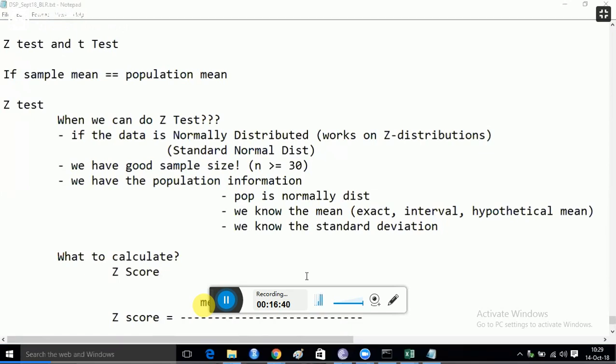Uttam, yes. Again, every one of you, I just take it as a correction. So the population and the sample all must be normally distributed. This entire z-test works on normally distributed data.